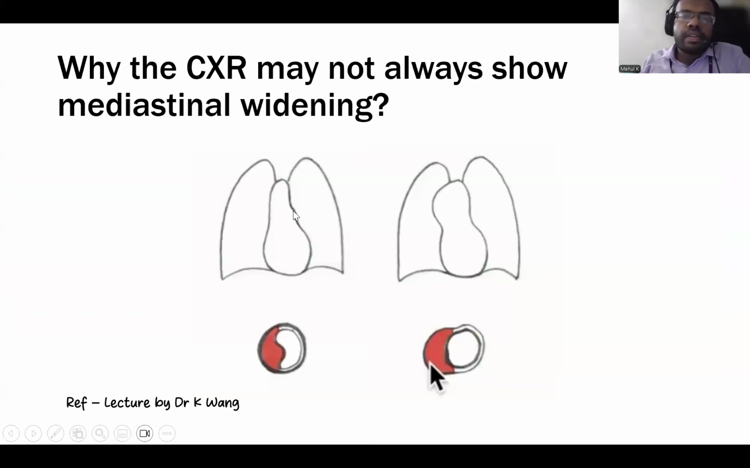So mediastinal widening might not always be there because sometimes the bulge from your false lumen might go inwards towards the lumen and not actually outside. So if it just bulges inwards, there won't actually be any mediastinal widening. If it bulges outwards, then you actually will get mediastinal widening. So this is why X-ray might not always show mediastinal widening, and that is not something that you should hang too much of your hat on.